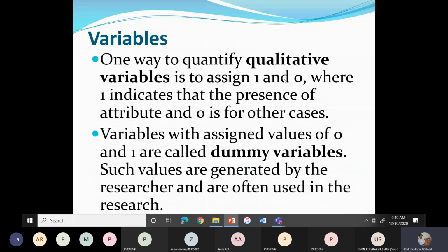So we assign 1 or 0, and this type of variable is called dummy variable. So in our regression model, we also use dummy variable where the values take 1 or 0, and this variable is generated by the researcher. Okay, so the researcher assigns the values 1 or 0 to a particular characteristic.